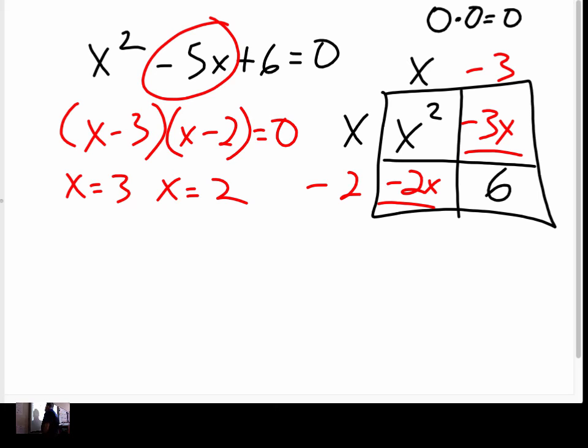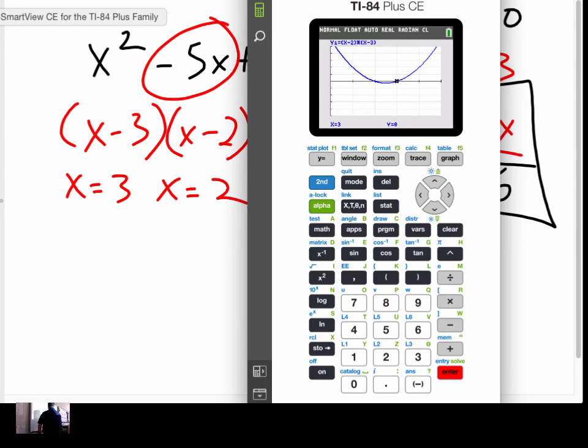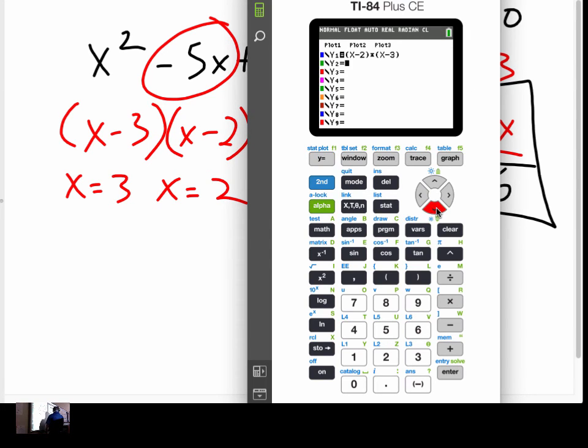So now if I go back and graph the equation x squared minus 5x plus 6, I multiply that out and graph it, it's the same line. Does that make sense? Yes. Okay.